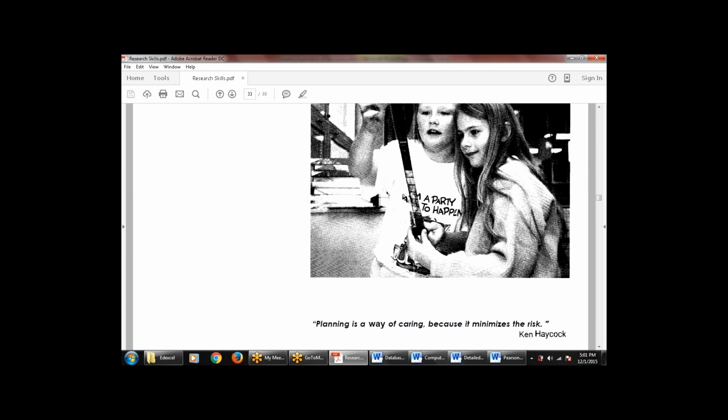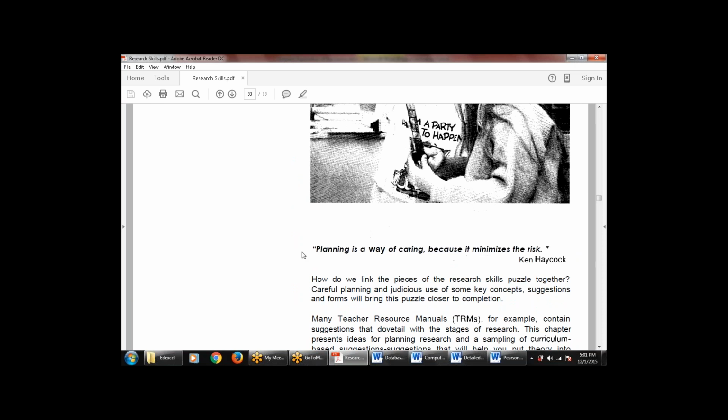This is one of the diagrams that shows they are analyzing the data, doing the research. So planning, this is the code given by Ken Haycock: planning is a way of caring because it minimizes the risk. That is how we care, through planning and through content.